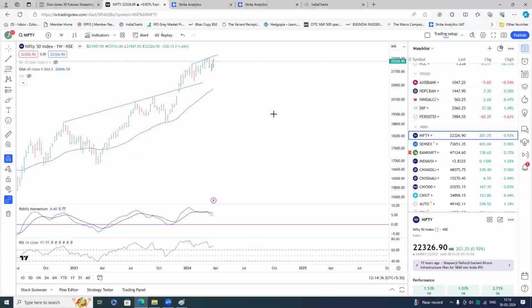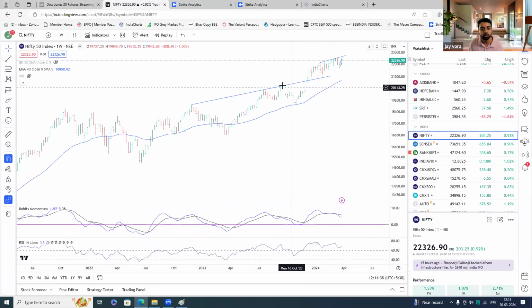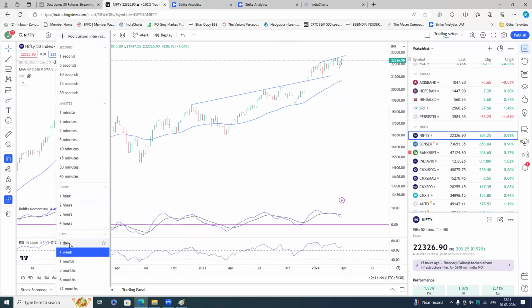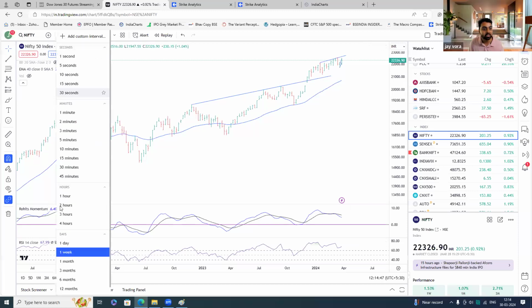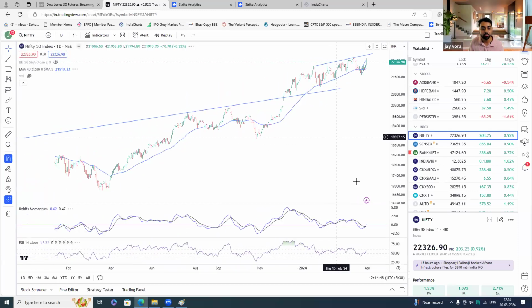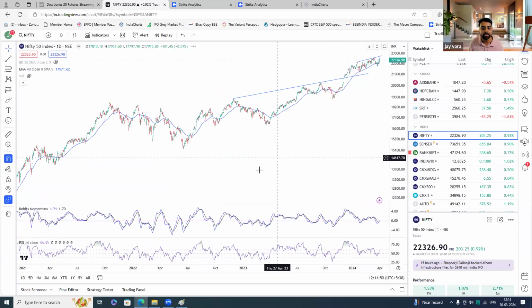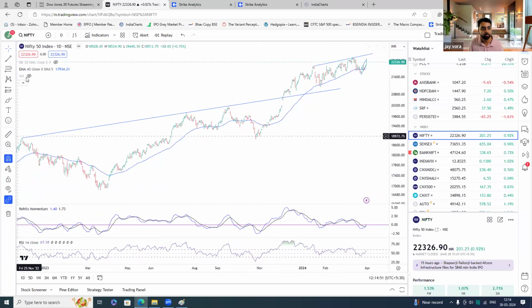So if you remember, the ABC ended at 18800. That was something that we had spoken about. From there, what we initially thought was just a pullback, where the 61.8% retracement was our cutoff point. Correct?